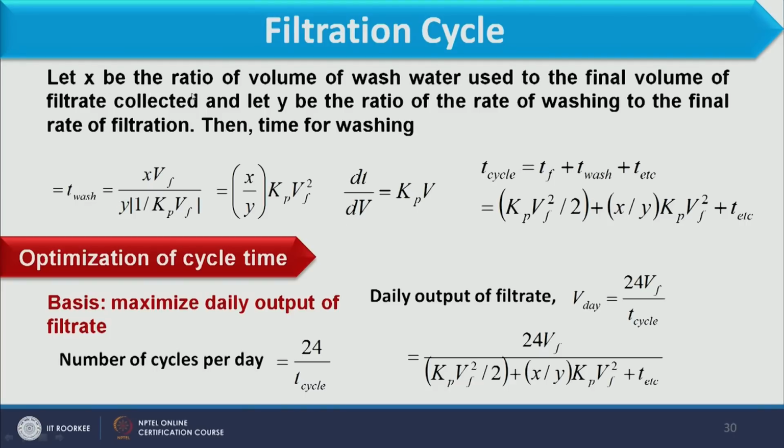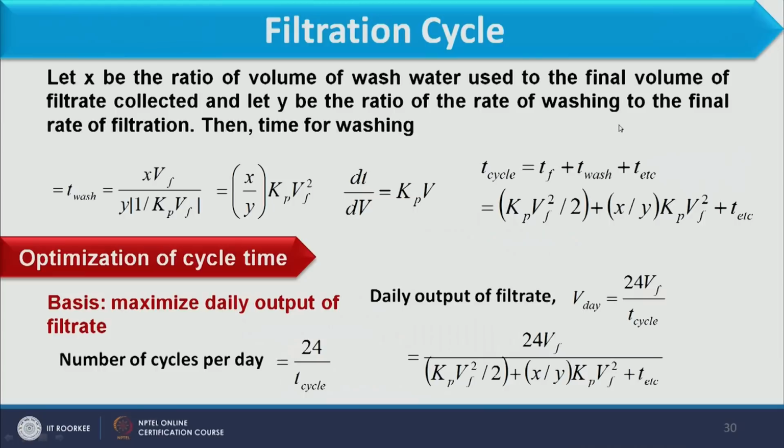Now, here we can define X, which is the ratio of the volume of wash water used to the final volume of filtrate collected. It means X gives the ratio between the volume of water required in washing divided by the total volume collected during the filtration process, and Y is the ratio of the rate of washing to the final rate of filtration. So, X and Y relate the parameters associated with washing to the parameters associated with filtration.